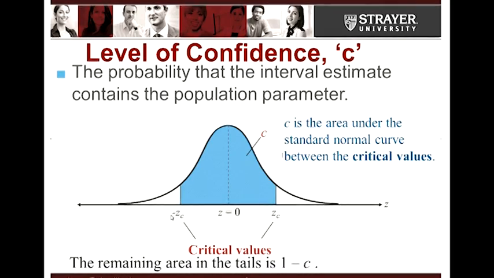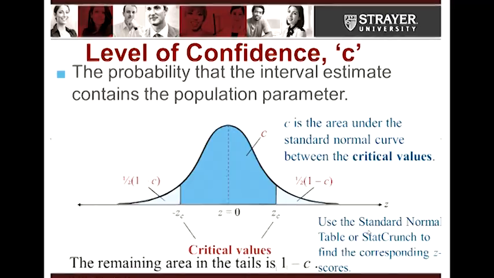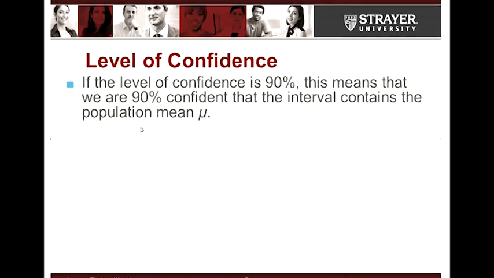So if your critical values are here at negative and positive Z, then the remaining area in the tails is going to be 1 minus this confidence level, okay? And that area in the tails is going to be alpha. The two tails make up alpha. So we're going to use the standard normal table or this ALEKS calculator to find these values.